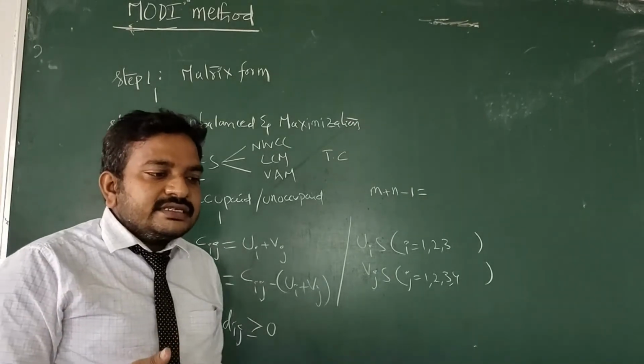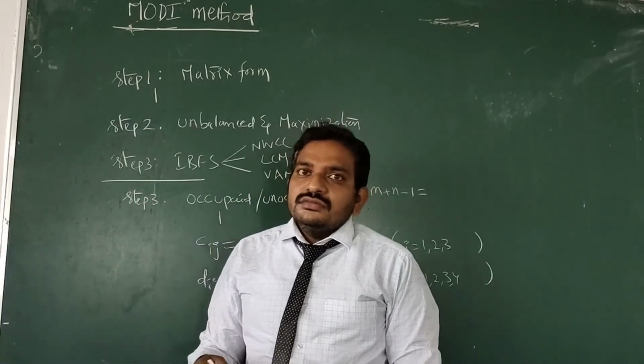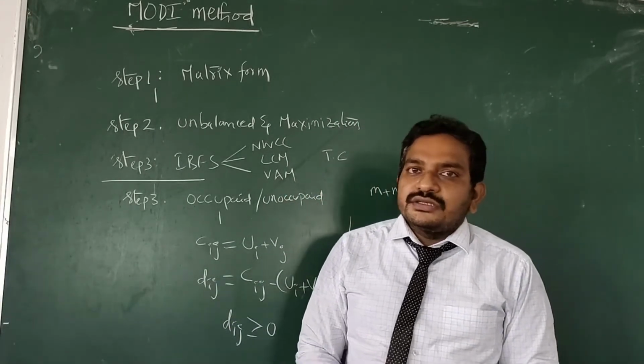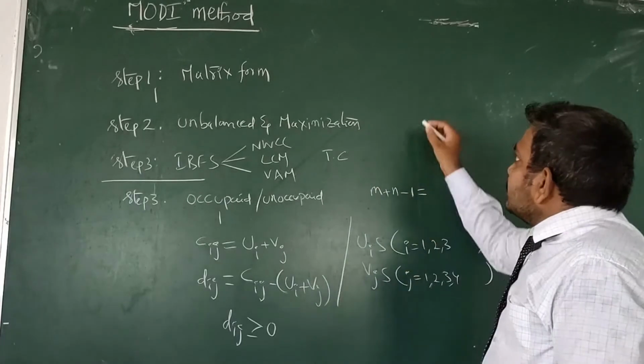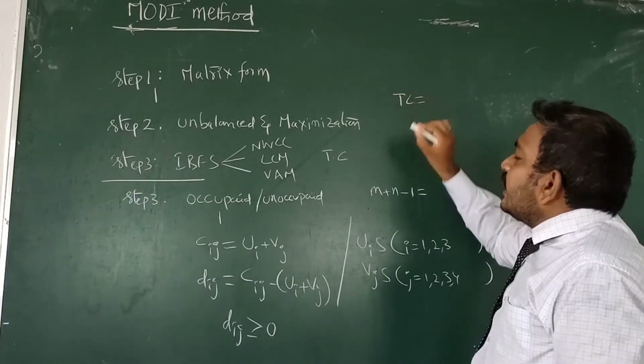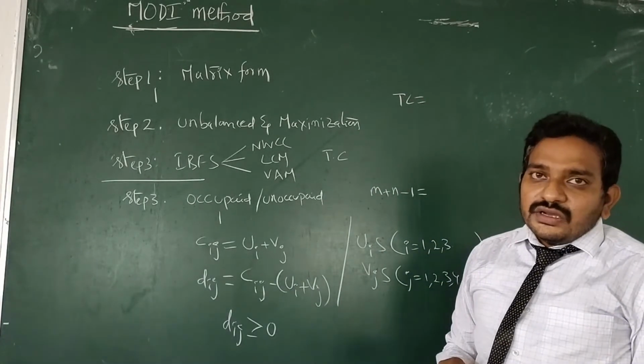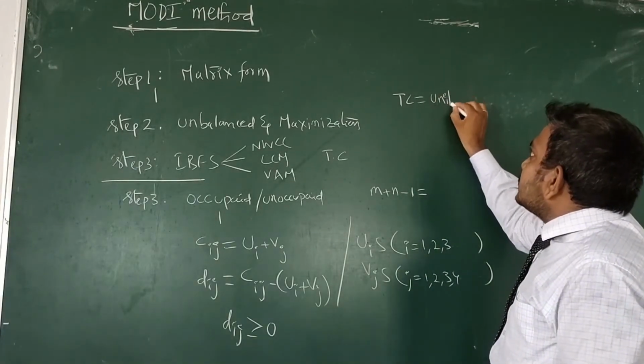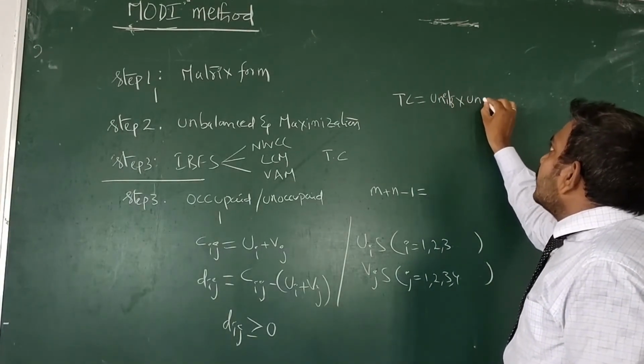As I previously said, the MODI method is to check the optimality and decrease the given transportation cost. How can I identify this transportation cost? It is units into unit cost.